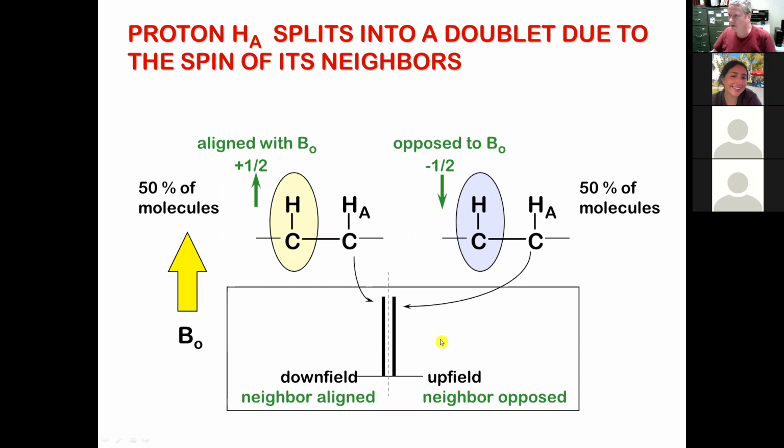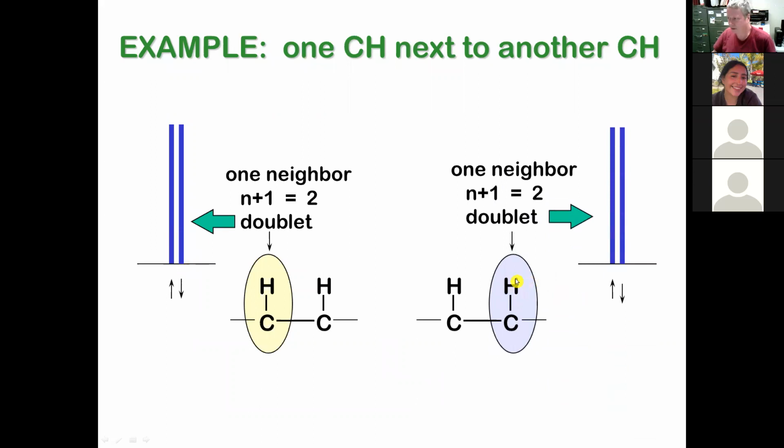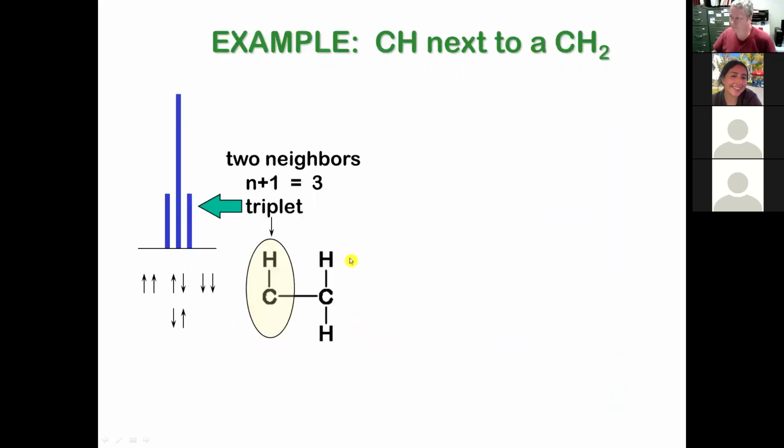All right. So what about triplets and things like that? It's the same exact thing. So this is a CH next to a CH. This CH has one neighbor, and one leg of the doublet is aligned, the other leg is disaligned. What if we look at the other CH? It's the same exact thing. One line is aligned and the other is disaligned. So we basically get a pair of doublets. Okay, let's keep going now.